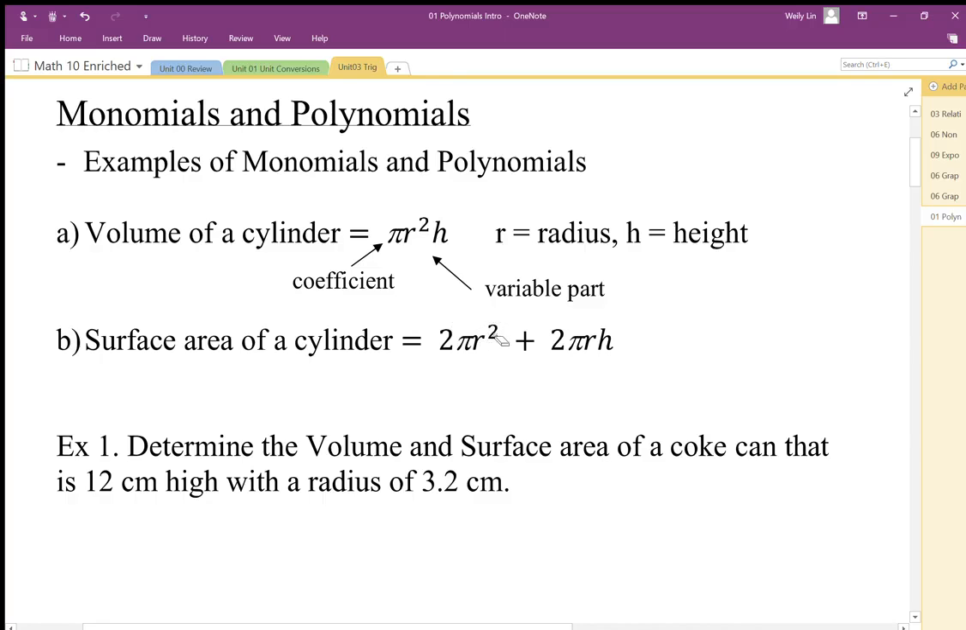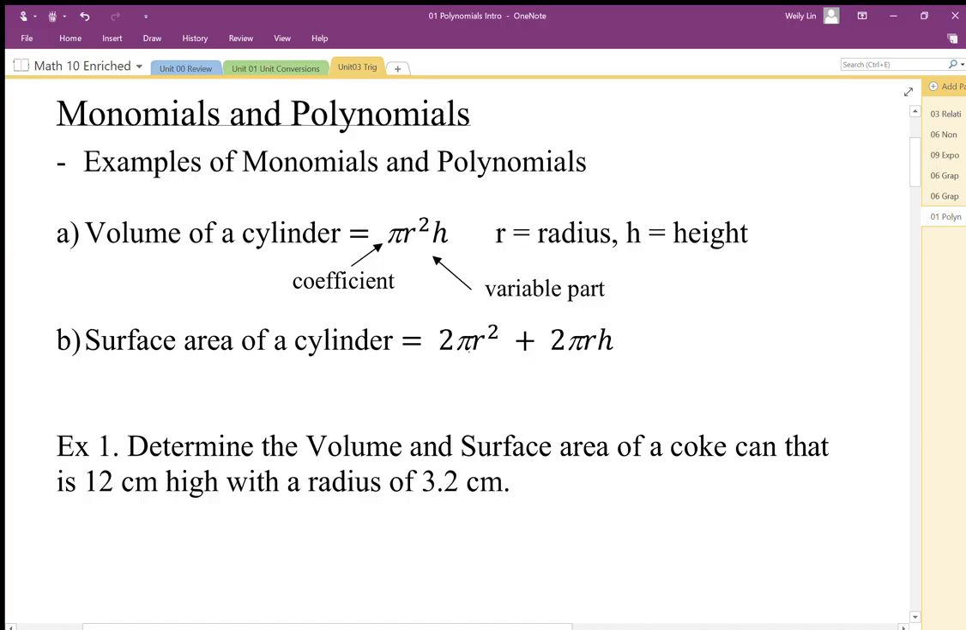So a polynomial has a variable part in each of its monomial pieces. There's my variable part. It has a power on it. The 2 pi represents the coefficient. That's the number part. Here the variable part is r times h. That's my variable part. The 2 pi represents the coefficient.